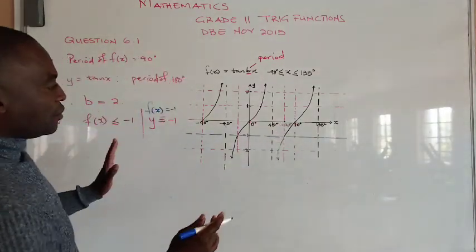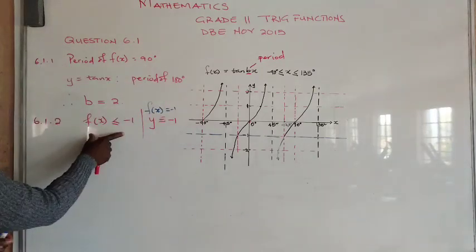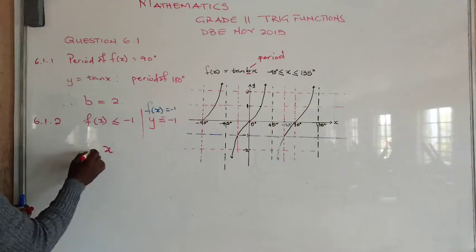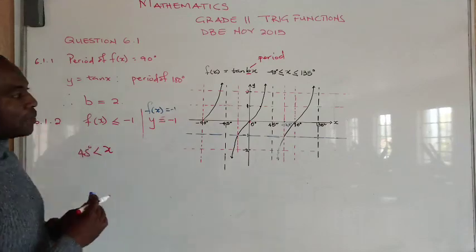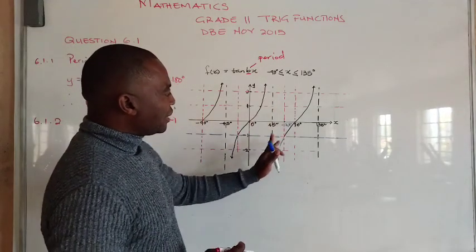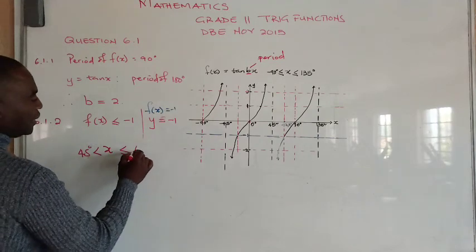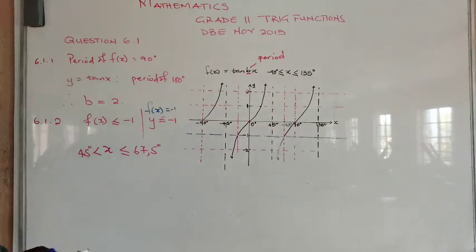So the solution to this question is x will be strictly greater than 45 degrees because it is an asymptote, but less than or equal to 67.5 degrees.